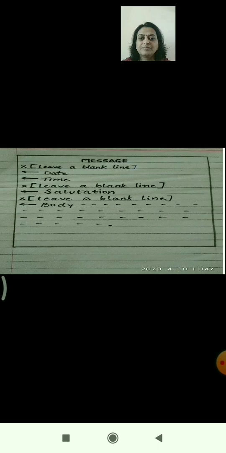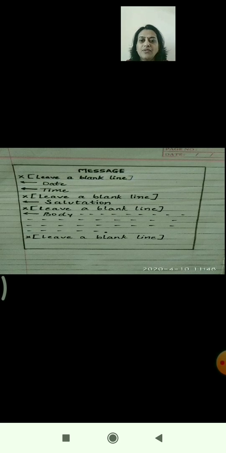Then after writing the main body content, you are going to leave a line again. So again a cross I have put there. That indicates that you have to leave a blank line. Now we are coming to the end of our message writing. Whatever message you are writing, we are just coming to an end now. Now let's see, after leaving a blank line, what to write.